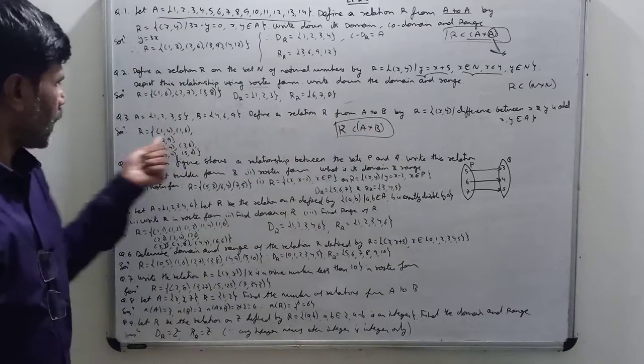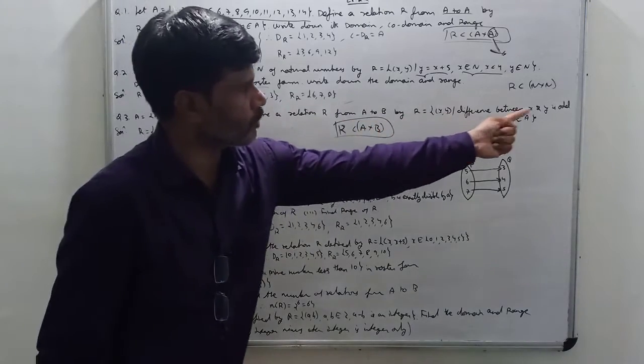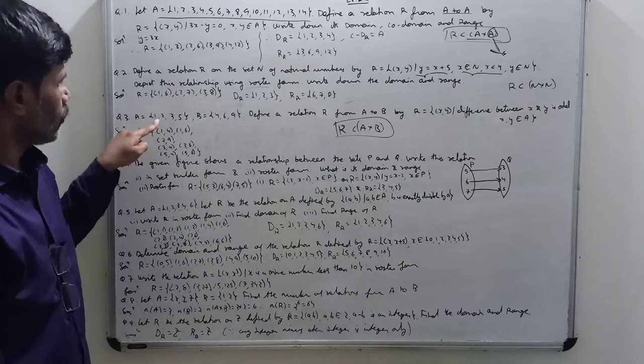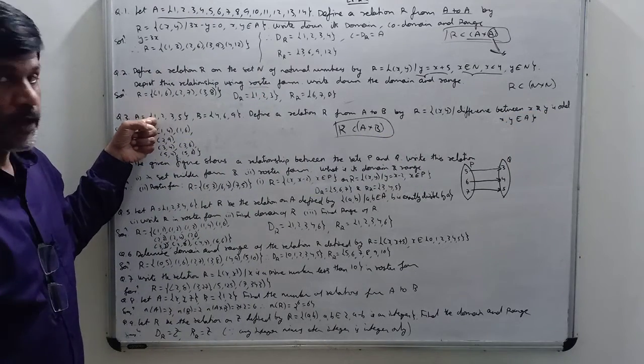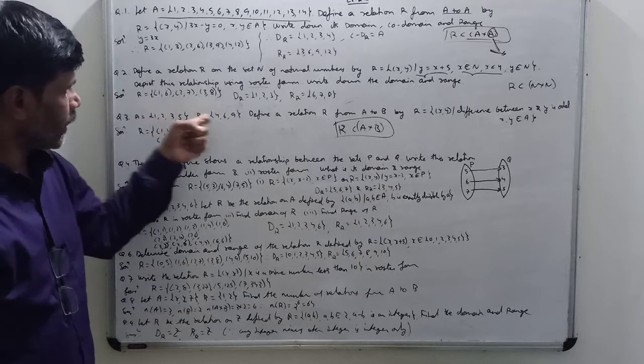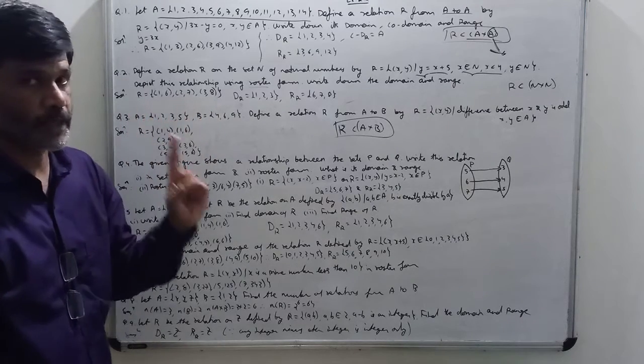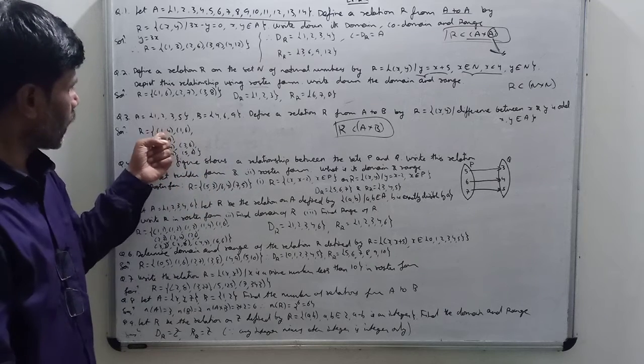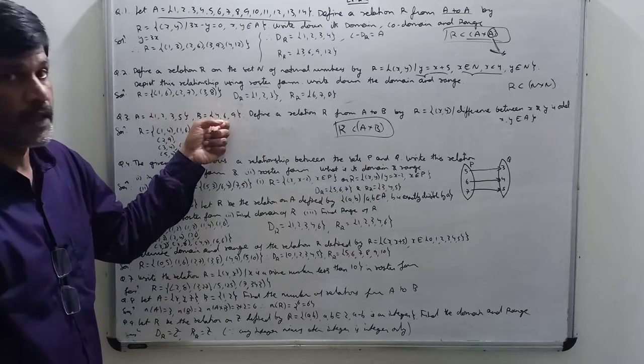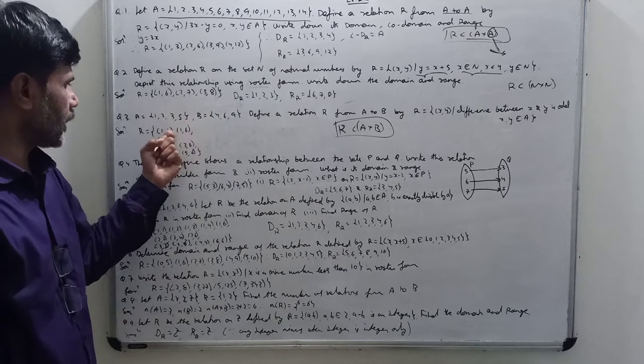So one of that R they have defined: the difference between x and y is odd. First of all, I'll take the element of A first, 1, then 4. Can I take (1, 4)? Let us check. 1 minus 4 is minus 3. Minus 3 is odd. Yes, so I can take (1, 4). Then (1, 6). 1 minus 6 is minus 5. Yes, I can take (1, 6).